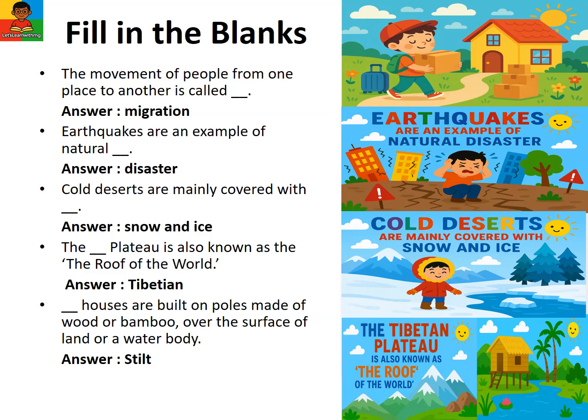Next, fill in the blanks. The movement of people from one place to another is called migration. Earthquakes are an example of natural disaster. Cold deserts are mainly covered with snow and ice. The Tibetan Plateau is also known as the roof of the world. Stilt houses are built on poles made of wood or bamboo over the surface of land or a water body.